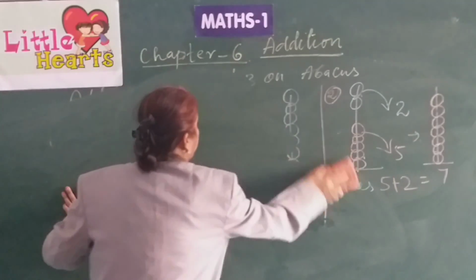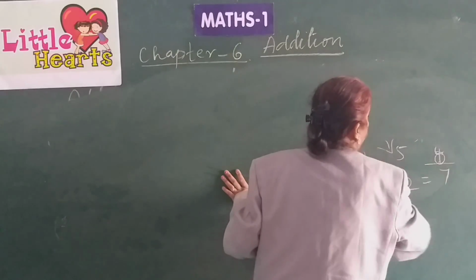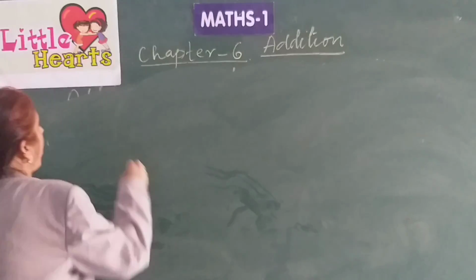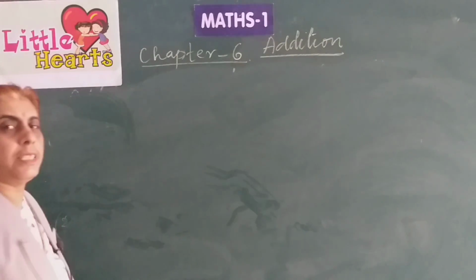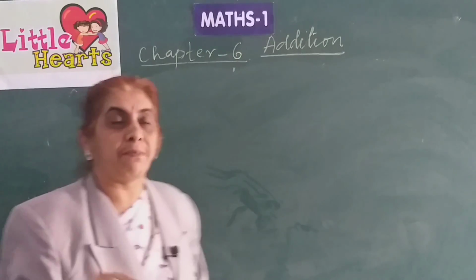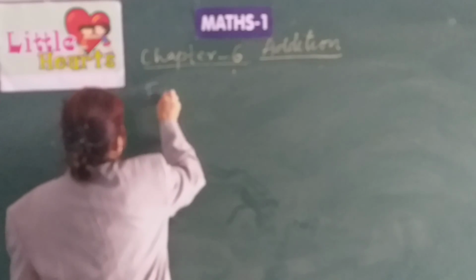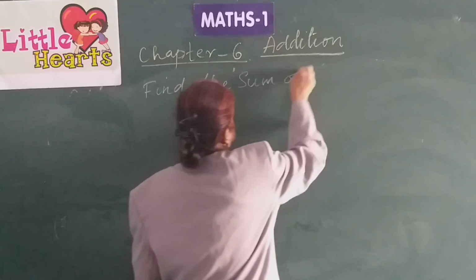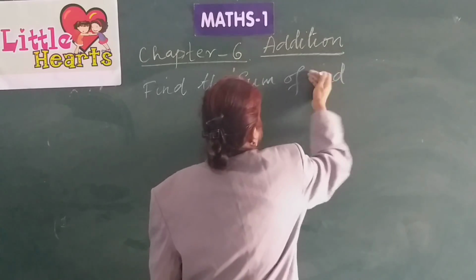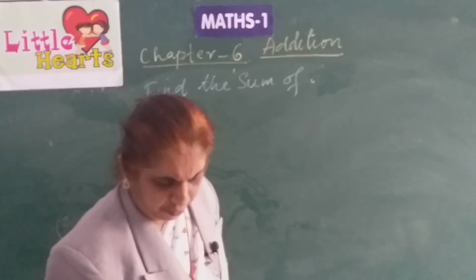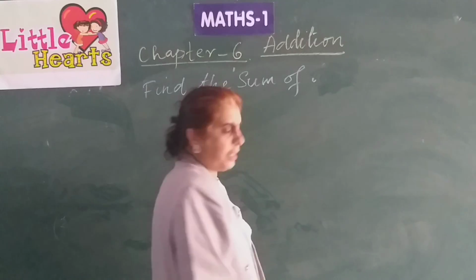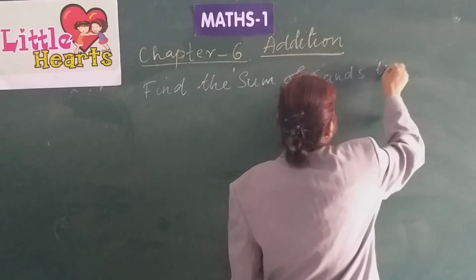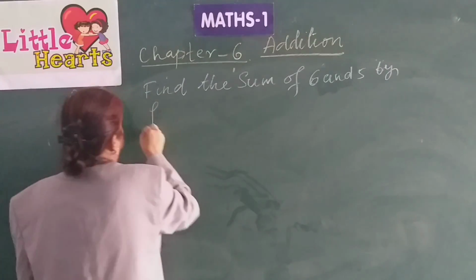Now addition of two numbers by forward counting. What is the answer we get after addition is called sum. Find the sum of 6 and 5 by forward counting.